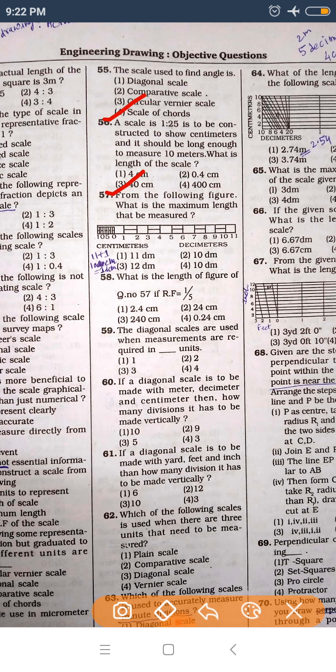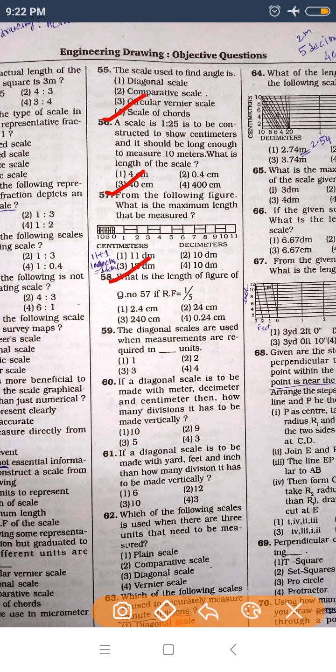Question number 57. From the following figure, what is the maximum length? You can calculate the maximum length in decimeter. There is 11 decimeter and 10 centimeter. 10 centimeter means 1 decimeter. So the correct answer will be 12 decimeter.